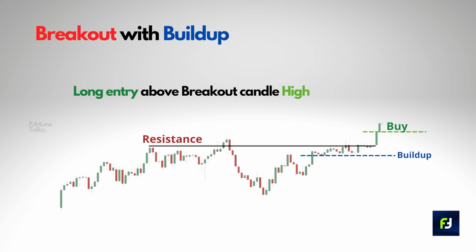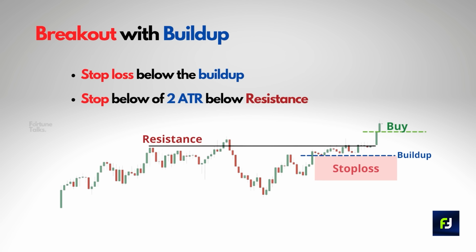So my point is that when you see a consolidation at a resistance, basically a build-up just in front of the area of resistance, this is a sign of bullish strength. In this scenario, I'll be looking to go long, and my trade entry is when the price trades above the breakout candle high, and I will put my stop losses below the resistance level. That is, below the low of the build-up or consolidation. Or you can even keep it around 2 times the ATR value below the resistance.